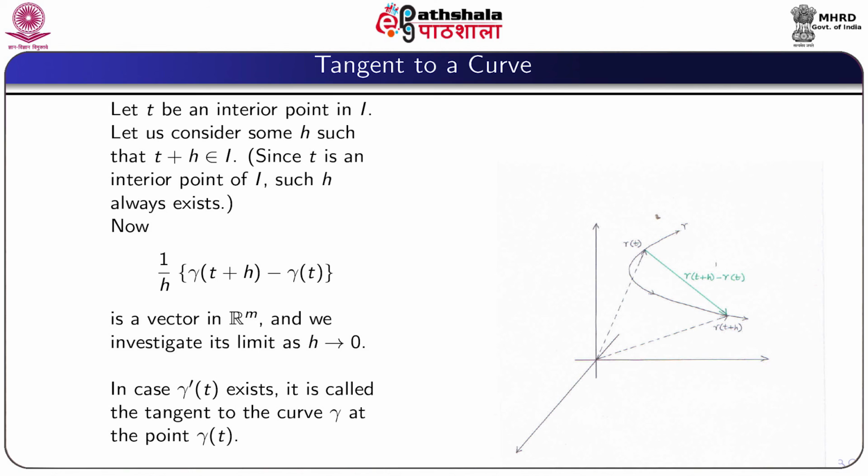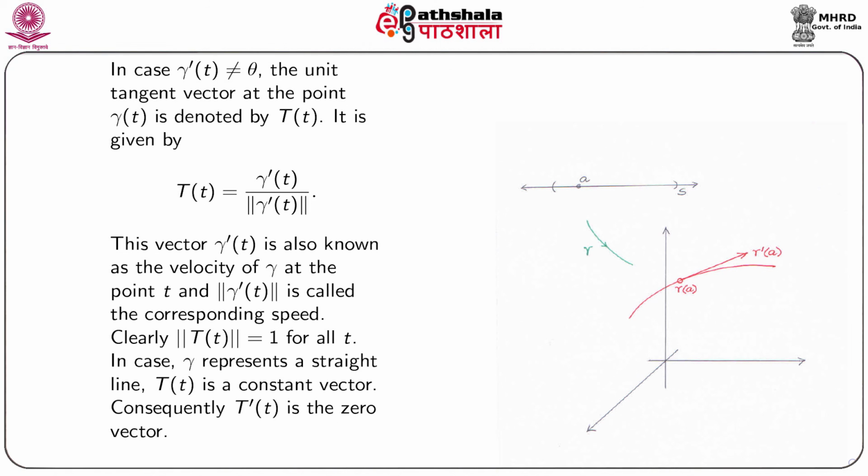Now, gamma(t) is a point in R^m. If gamma'(t) exists, it will be another point in R^m. If gamma has components gamma1, gamma2 up to gamma m, then gamma' will also have the components gamma1', gamma2' up to gamma m'. So, once we know gamma, we can find out the tangent at the point t. In case gamma'(t) is different from 0, we can find the unit tangent vector at the point gamma(t). So, it will be gamma'(t) divided by the real number norm of gamma'(t). We denote this by T(t).